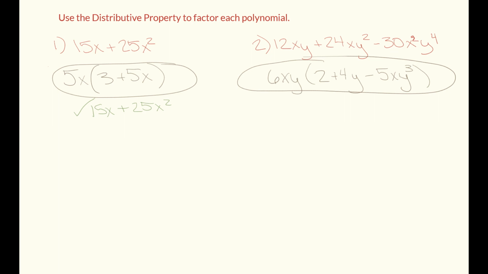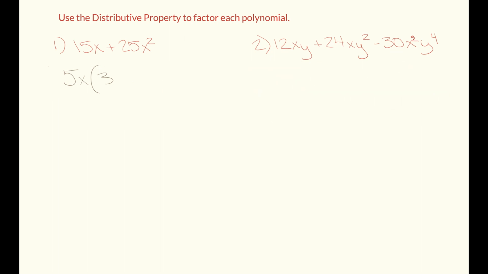So 6xy times 2 is 12xy. 6xy times 4y is a positive 24xy squared. 6xy times negative 5xy cubed. So 6 times negative 5 is negative 30. And then let's write how many x's we have. We've got 2. How many y's? If we multiply 6xy times 5xy cubed, we would have 4. So we have y to the 4th. Does this match our original problem? Yes, it does. So what we circled is the final answer.